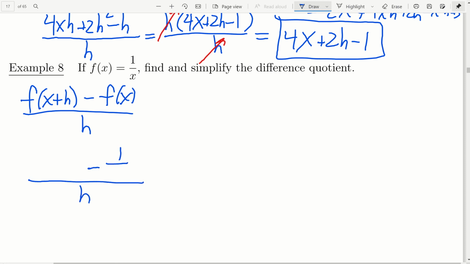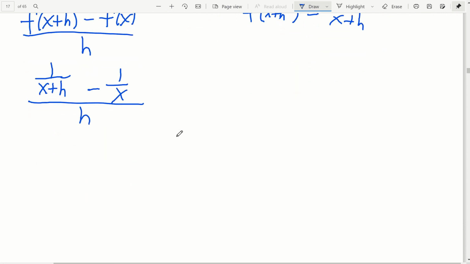Here, there's not as much to do. f of x is just a single term, so you can omit the grouping symbols if you want on this one. This function, f of x, simply takes our input and divides it into 1. So everywhere we see an x, we're going to replace it with an x plus h. So f of x plus h is simply going to be 1 over x plus h.